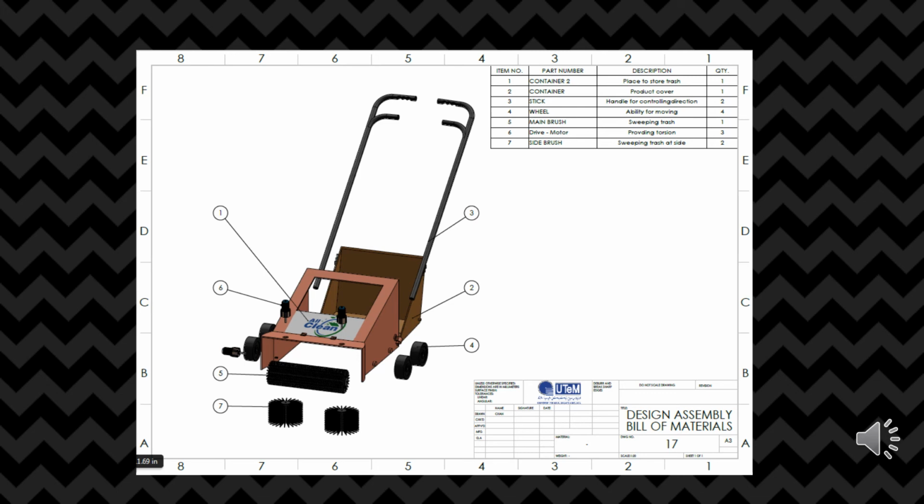Number 4, wheel, used for moving. Number 5, main brush, used for sweeping the trash. Number 6, driver motor, used to provide torsion to the brush. Number 7 is side brush, used for sweeping the trash at the sides.